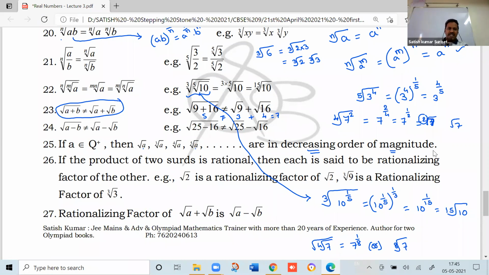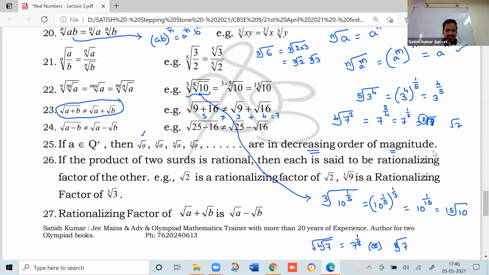That means root a will be bigger than cube root of a, and cube root of a is bigger than fourth root of a, and fourth root of a is bigger than fifth root of a, and so on. Now, if you want to have some clarity, we can have an example for a. We can take some number so that you can evaluate the value.